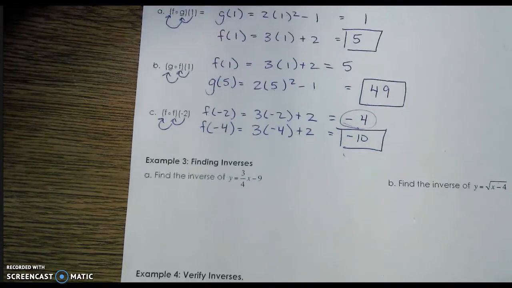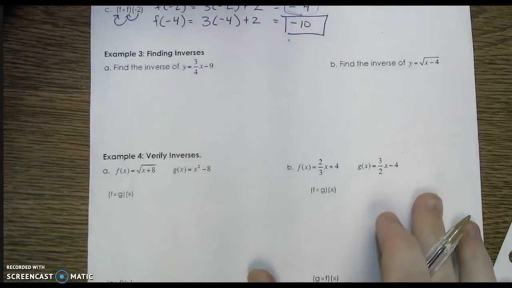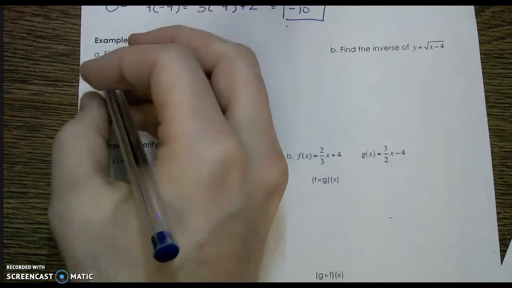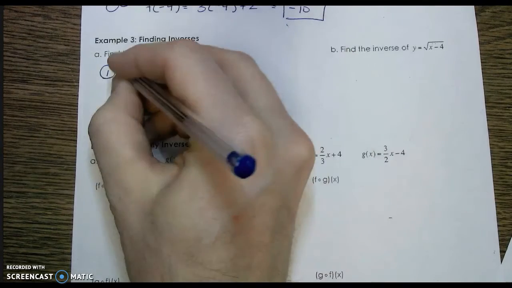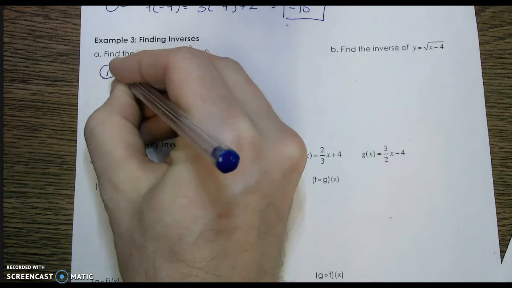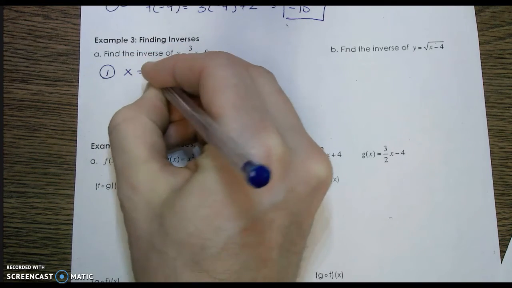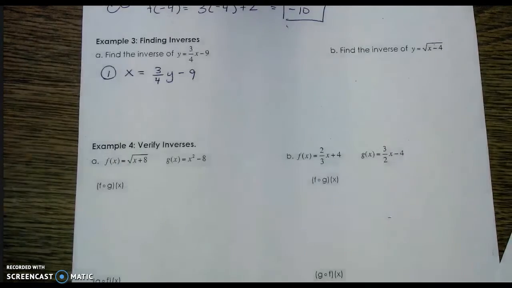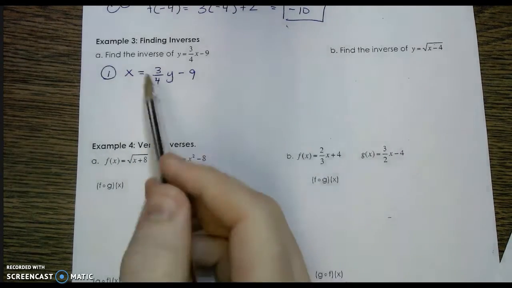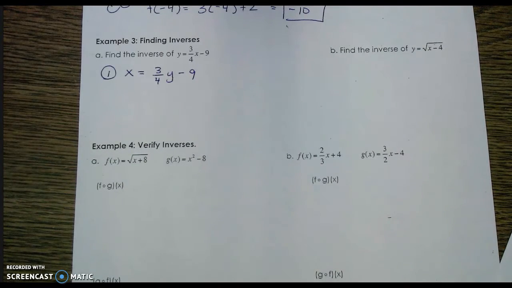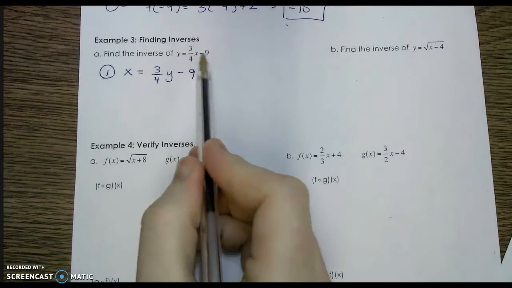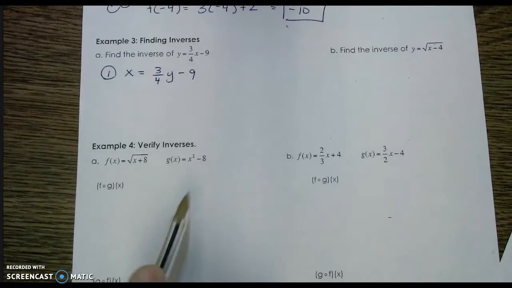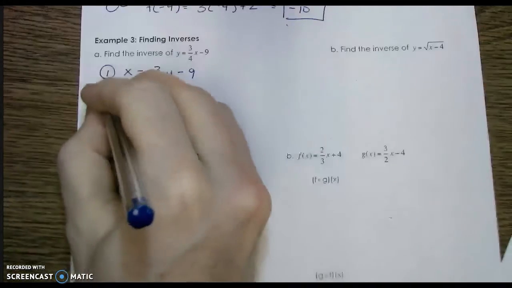In example 3, we are finding inverses. To find an inverse, step 1 is to switch your input and your output variables. So we change y into an x, and we change x into a y. That is your first step, and technically, we just found the inverse. We just need to clean it up and solve for y. Notice everything is the same except y became x and x became y. Now your next step is to solve for y.